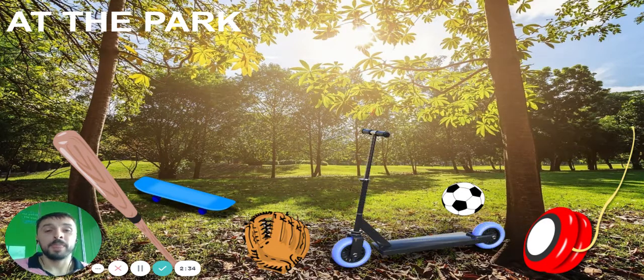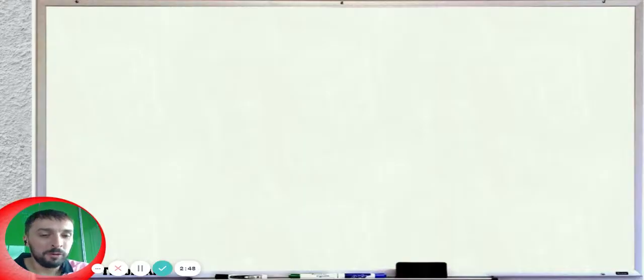And last one is the scooter. Does he have a scooter? Yes, he does. Does he have a scooter? No, he doesn't. Okay, all finished.